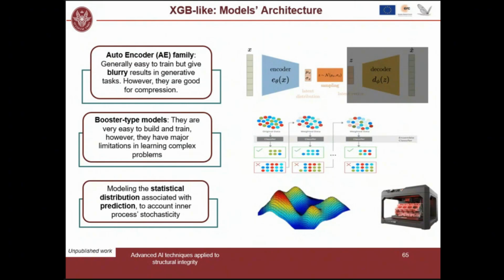I use XGBoost as the main component of the model, and now XGBoost can also model the statistical distribution. So essentially, I just made it model the mean and the variance of the statistical distribution associated with the prediction, and I optimized the negative log likelihood of the prediction.